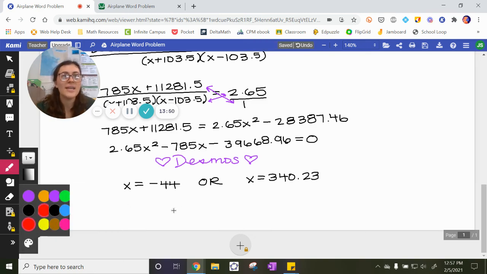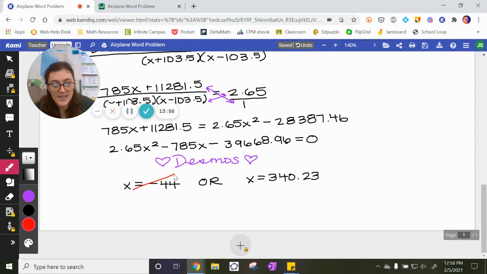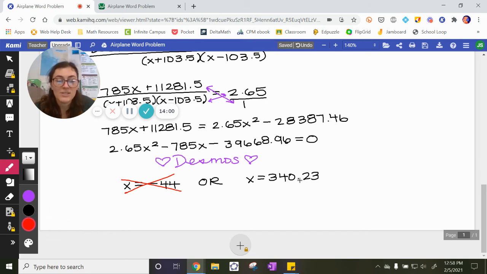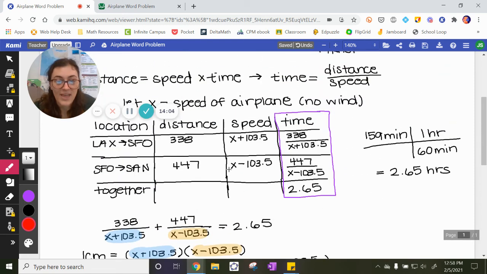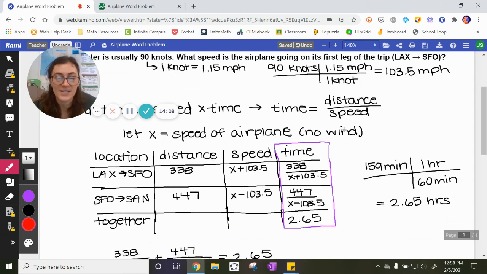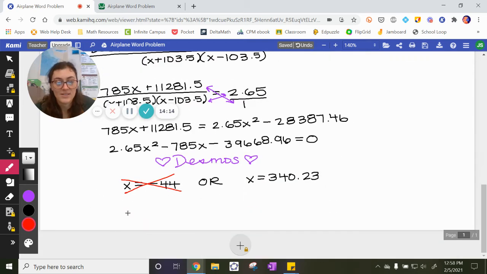But we're talking about the speed of an airplane, and speed can't be negative. So I know that this can't be my answer. So we're left with this 340.23. And we also have to remember that my question was asking, what speed is the airplane going on its first leg? So on my first leg, I need to figure out what x plus 103.5 is.